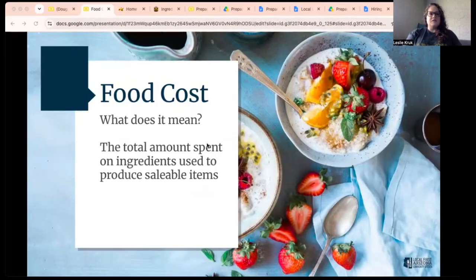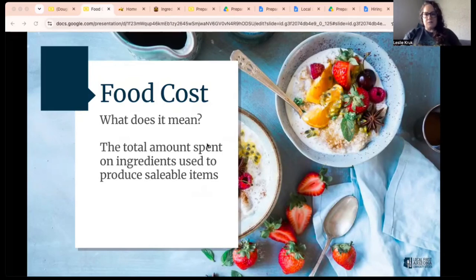Now let's jump into the product pricing part of this presentation, and we're going to talk about food costs. Food cost is literally the amount spent on ingredients used to produce your saleable items. And I'm going to get into more detail on what those ingredients actually are, because we want to think holistically about the cost of making a saleable item in its entirety.